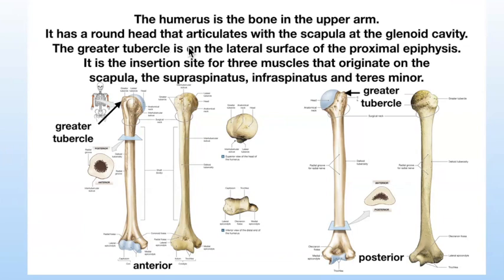It has a round head that articulates with the scapula at the glenoid cavity. And that's one of the reasons that we can move the glenohumeral joint in so many directions, is because we have a shallow cup with a round head, allowing for a great range of motion.